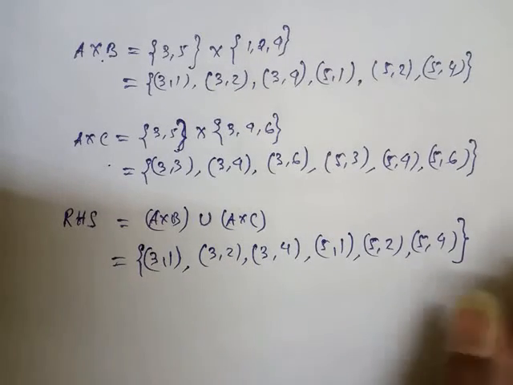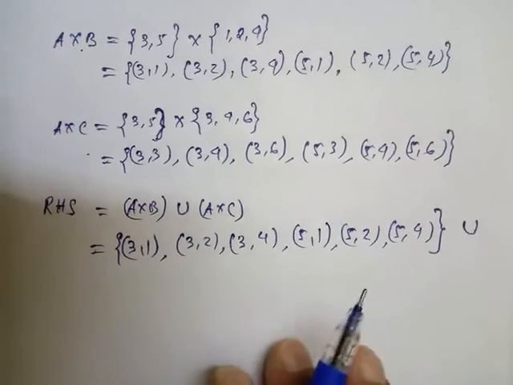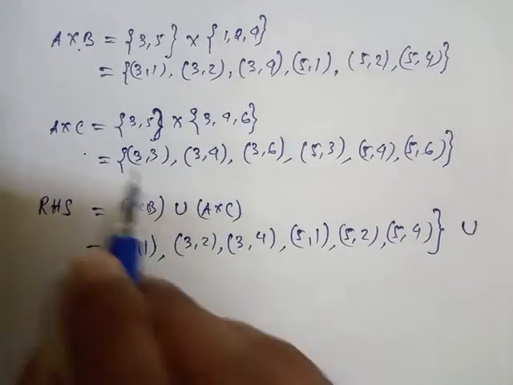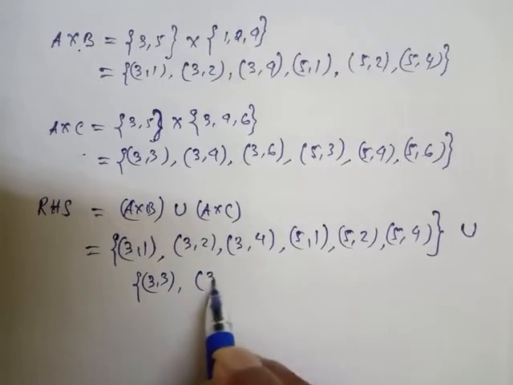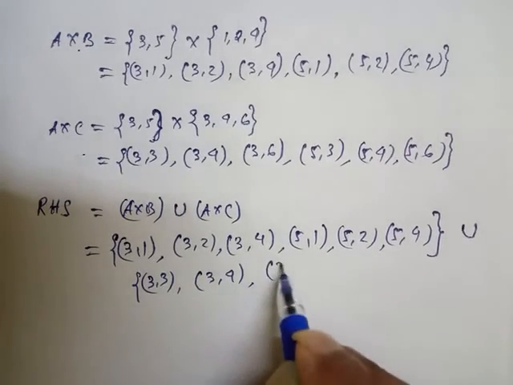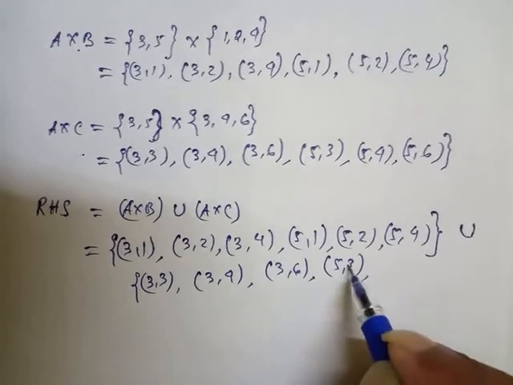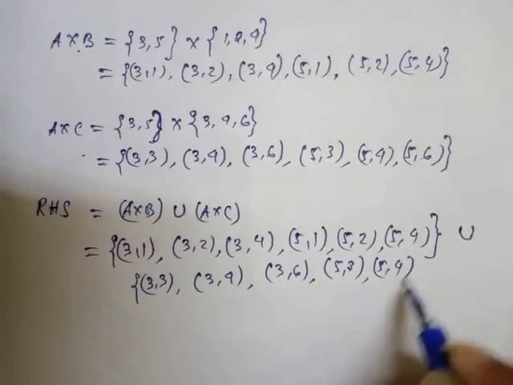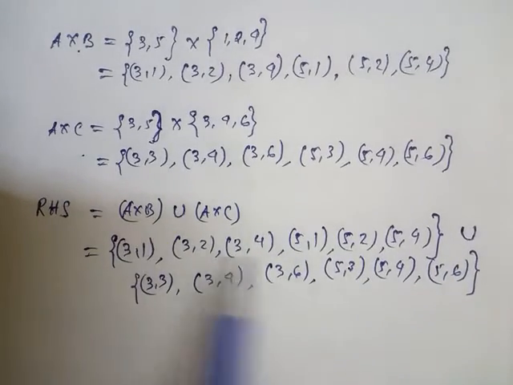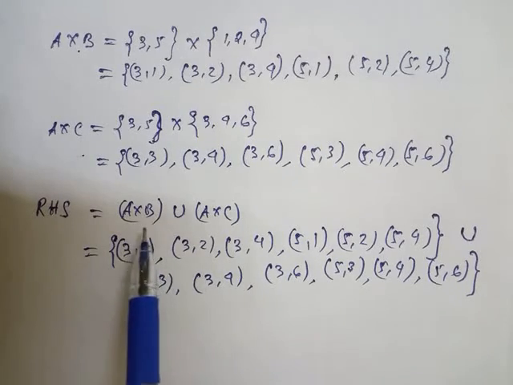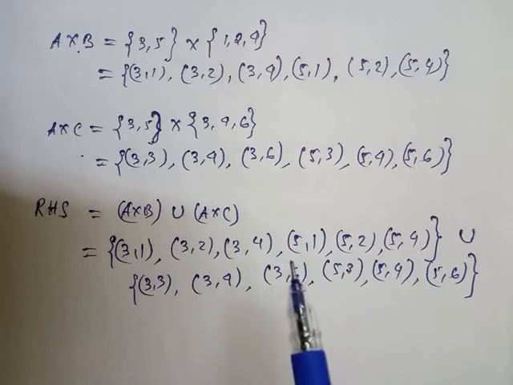Now we'll give here union sign. Then we'll put here the values of A product C. 3 comma 3, then 3 comma 4, then 3 comma 6, then 5 comma 3, then 5 comma 4, then 5 comma 6. Now between these two sets, which means A product B and A product C, we have to find out the union. Now let's have a look how to solve this one.